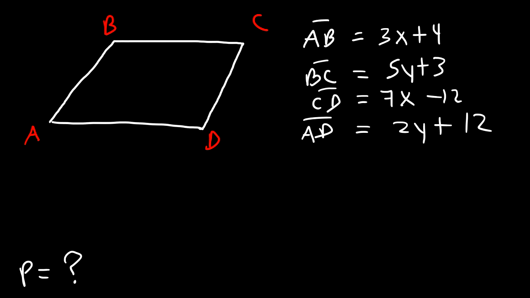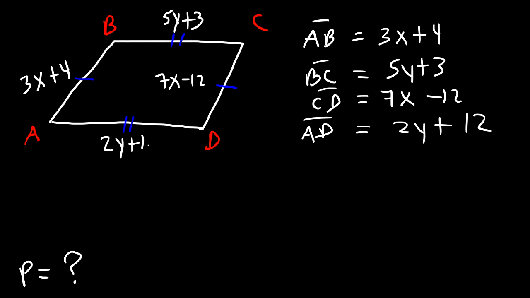Go ahead and try it. So keep in mind, opposite sides are congruent. Now AB is 3x plus 4, and BC is 5y plus 3. Okay, that doesn't look like a y, so let's fix that. And CD is 7x minus 12. AD is 2y plus 12.